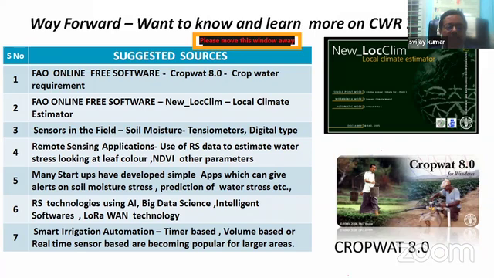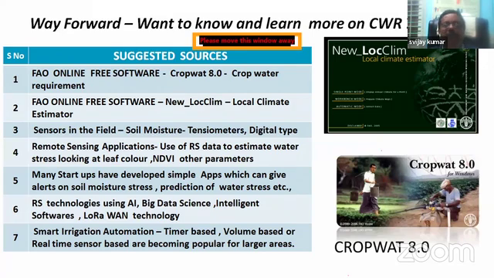Remote sensing technologies in combination with artificial intelligence, big data science, intelligent software and LoRaWAN technology, you can have it even wireless. You don't even need to be at that place. You can have your farm 100 miles away, and be sitting over here with the entire thing under SCADA control. So smart irrigation is becoming very, very popular. In smart irrigation, we have timer based, volume based, and real-time sensor based. These are all becoming very popular.